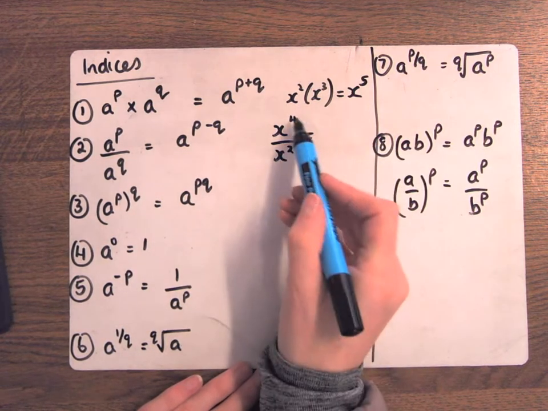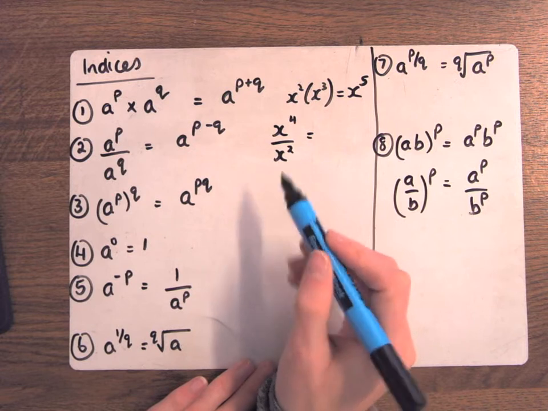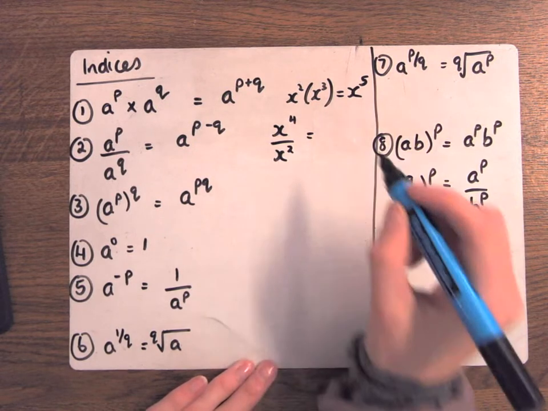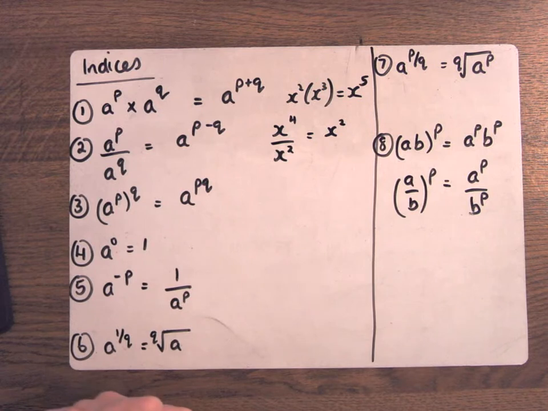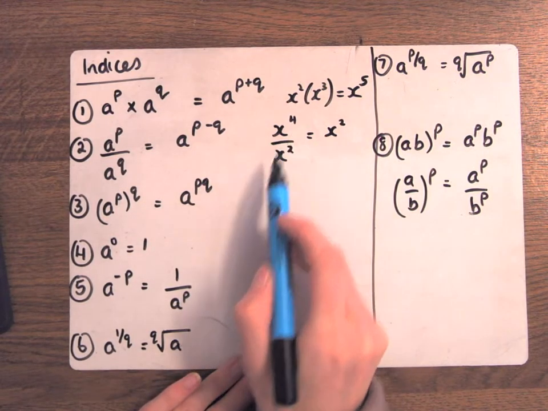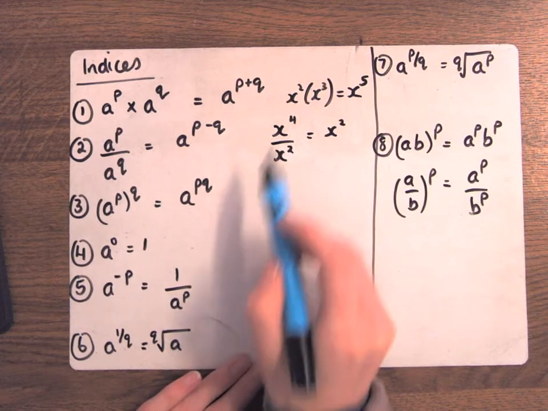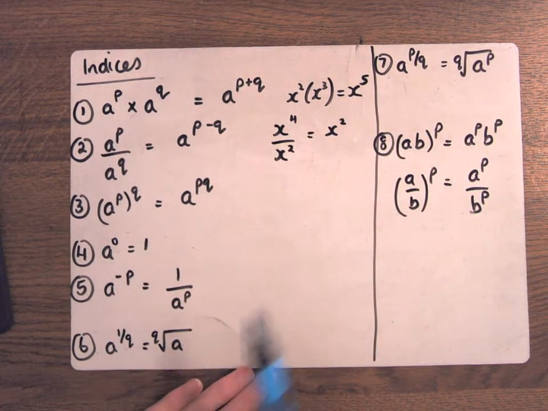In this case, x to the power of 4 over x to the power of 2. What do I do with my powers? Minus them. 4 take 2. If you were to actually write this out, it would be x by x by x by x, and on the bottom would be x by x, and 2 of them would cancel. You're left with x squared. Indices just allows you to do it quickly.